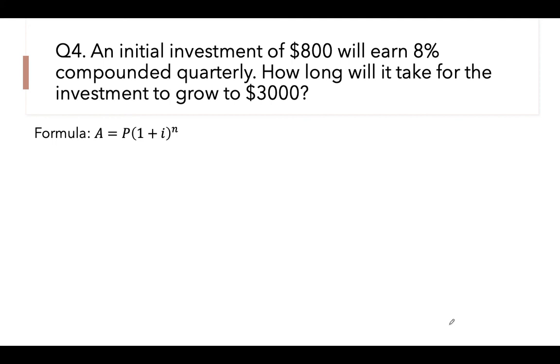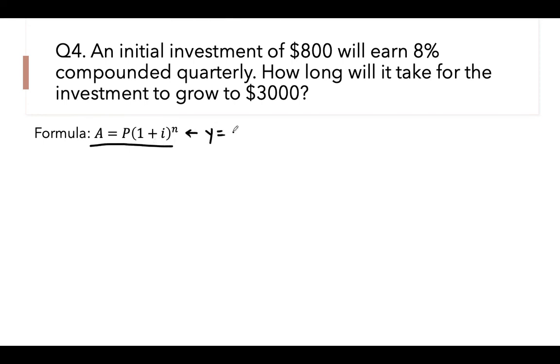Question 4. An initial investment of $800 will earn 8% compounded quarterly. Compounded means that you're getting interest based on the interest that you're already getting. And how long will it take for the investment to grow to 3,000? Now, for any type of investment question, this is the formula that we will be using. This is also based from exponential.